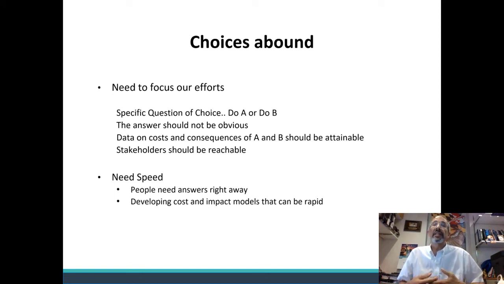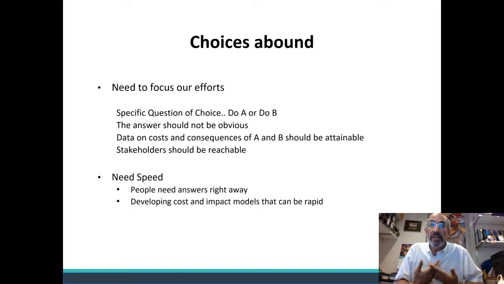We also want to have available data on the costs and consequences of choice A and choice B. We should have access to that data. And finally, we should have stakeholders that say, I need to be informed about this choice. I have that choice, and your data and your analysis will help me. We want to engage those stakeholders as early as possible in our work as economists.